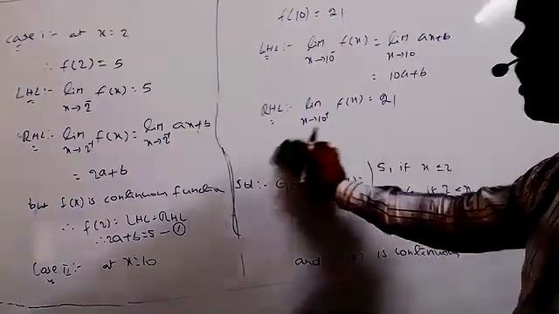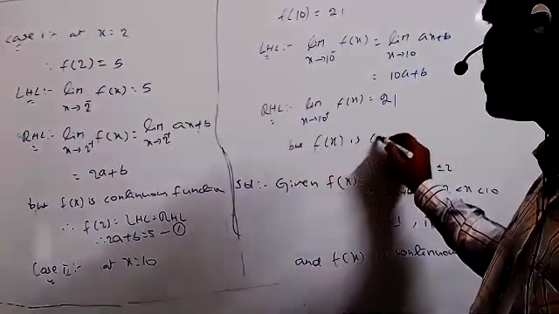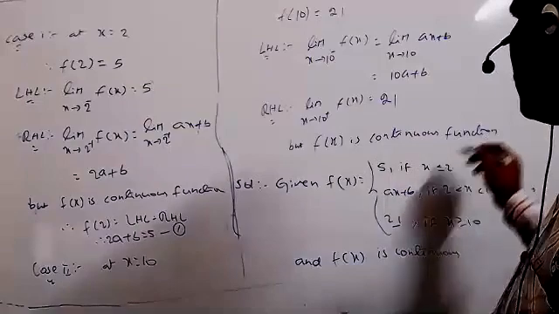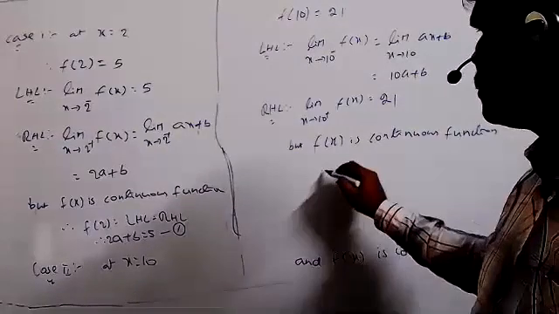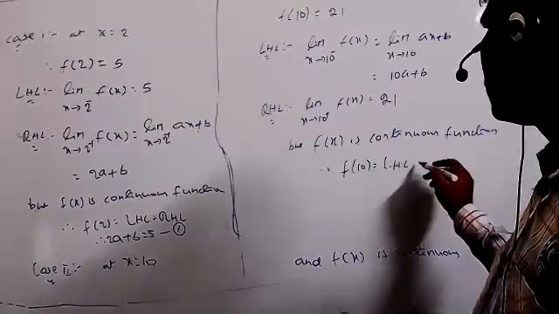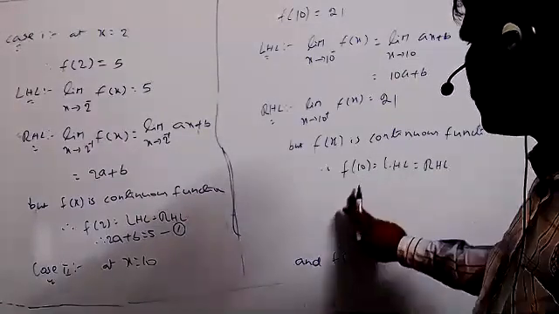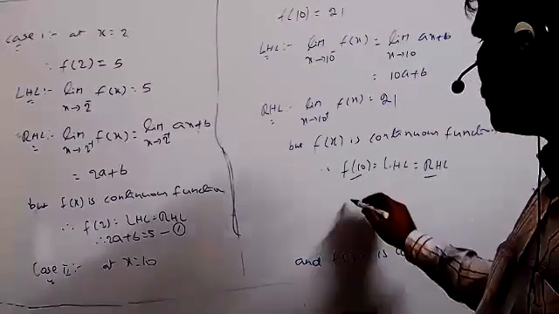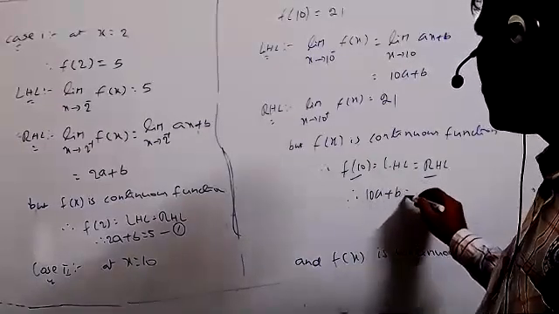The same condition you can write now, but f of x is a continuous function. Therefore f of 10 equal to LHL equal to RHL, all three values are equal. We know f of 10 is 21, and RHL is also 21. So therefore 10a plus b equal to 21. Equation number 2.